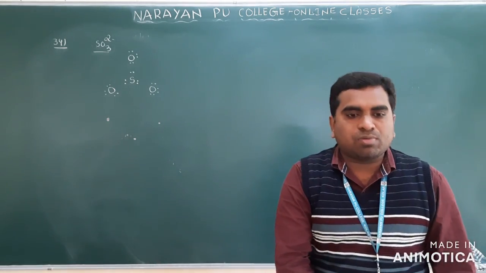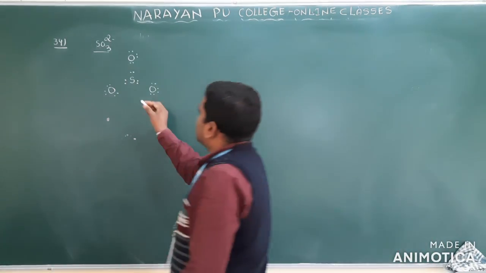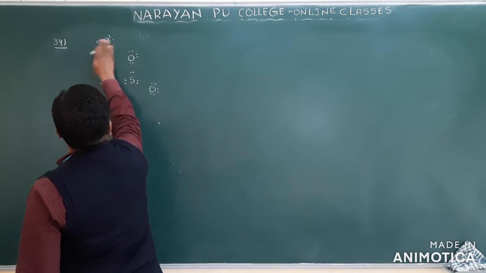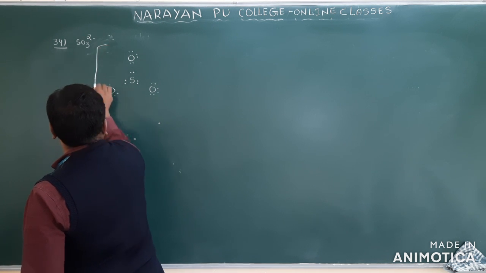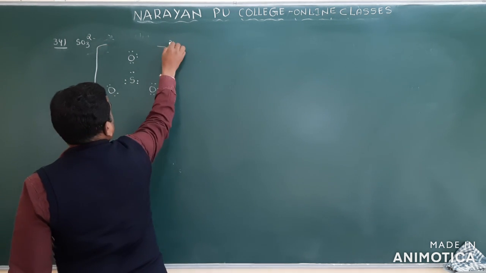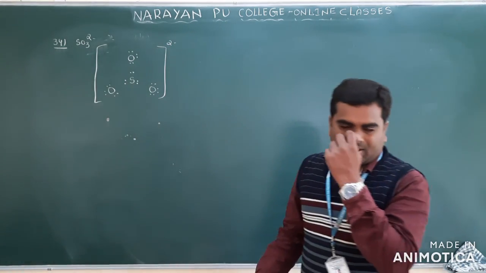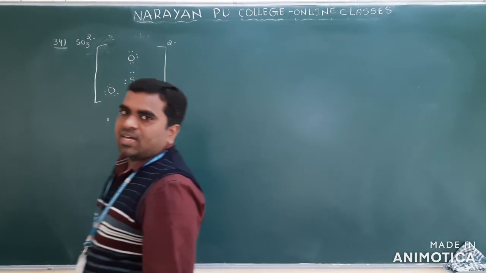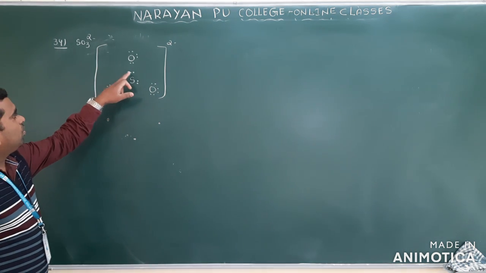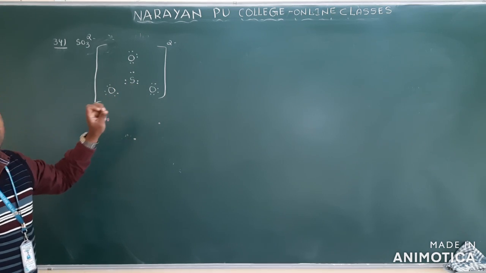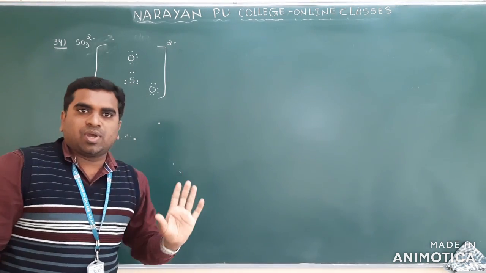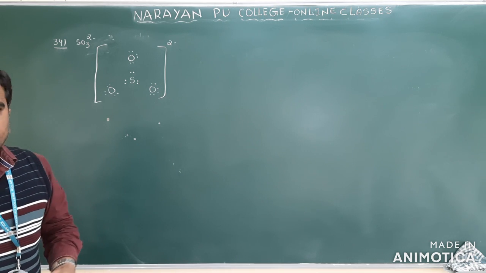First of all, what you have to do? You have to write SO3 2 minus. Minus 2. Now we have to complete the octet of sulfur. That is the first thing we have to do while calculating the dative bond.